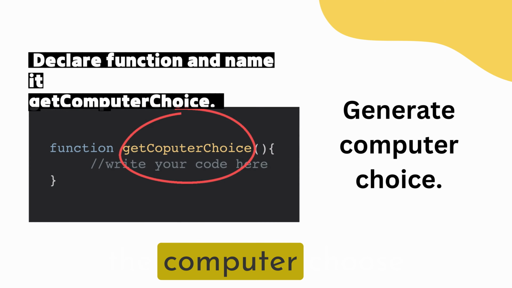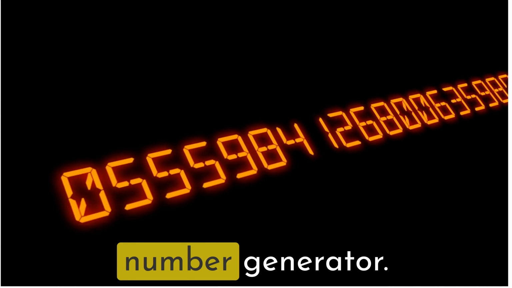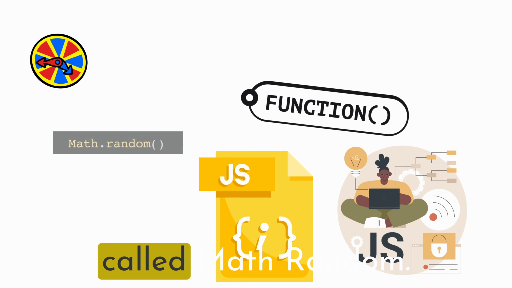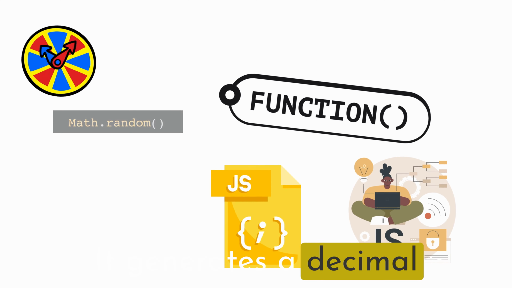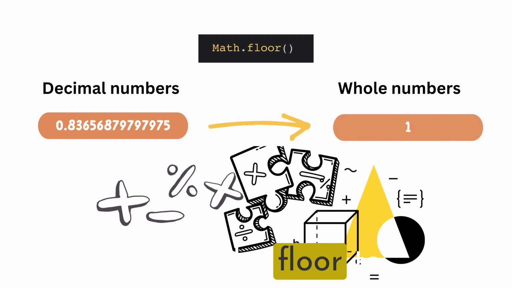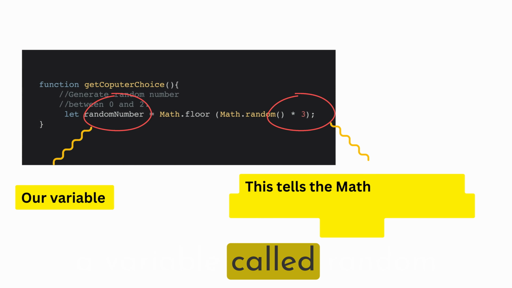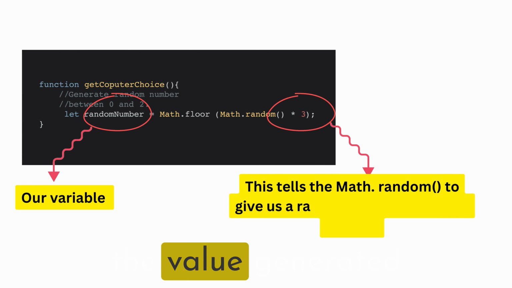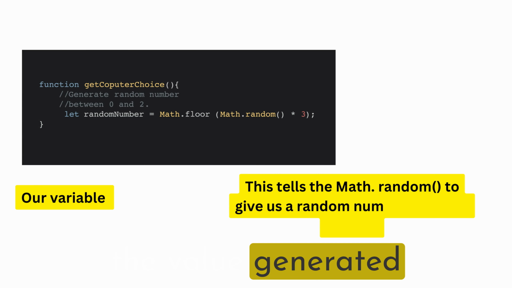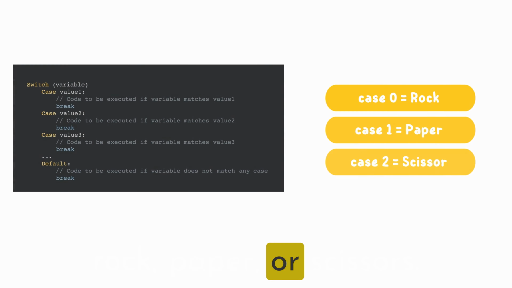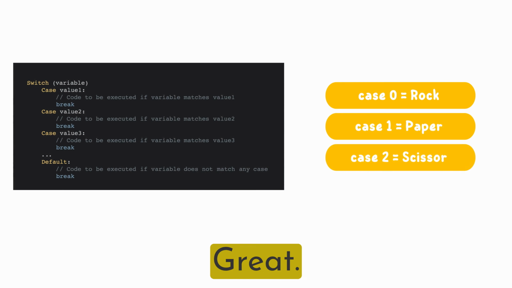This function will make the computer choose randomly using a random number generator. To do this, we'll use the magical tool in JavaScript called Math.random. It generates a decimal number, so we'll use Math.floor to get a whole number. In our code, we'll create a variable called random number and assign it the value generated by Math.random. Now, we'll use a switch statement to map the random number to one of three choices: rock, paper, or scissors. Great! We now have a function that generates the computer's choice.